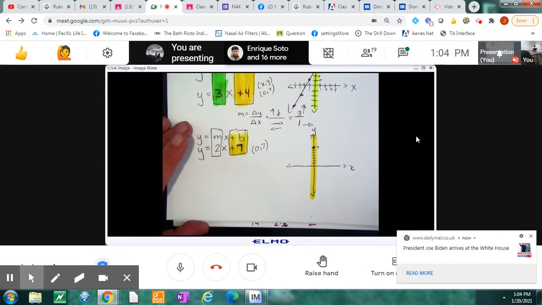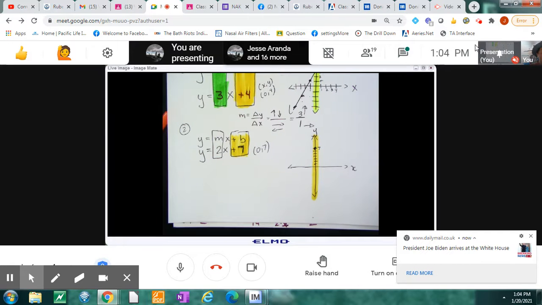All right. So now we're going to go ahead and move it. So where are we going to move it? Let's go ahead and hold on.